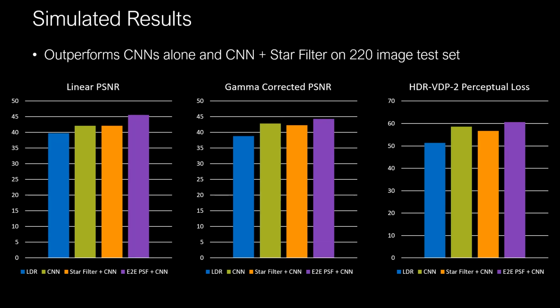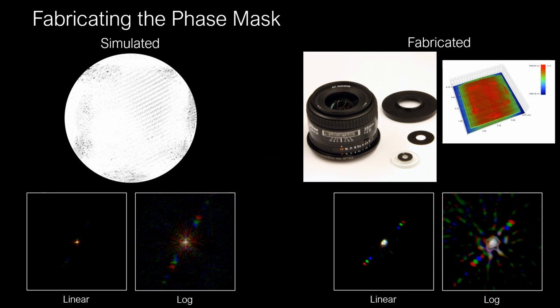Using extensive simulations, we show that our end-to-end approach outperforms the CNN-only approach and previous heuristic filters using a variety of different error metrics, such as peak signal-to-noise ratio in the linear and gamma-corrected domains, and also perceptual error metrics, such as HDR-VDP2. We fabricate the optimized lens using grayscale lithography and mount it as an add-on on a conventional camera lens. The simulated and captured PSFs are very similar.